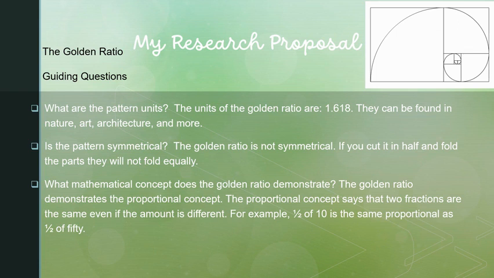What mathematical concept does the golden ratio demonstrate? The golden ratio demonstrates the proportional concept. The proportional concept says that two fractions are the same, even if the amount is different. Example, 1/2 of 10 is the same proportion as 1/2 of 50.